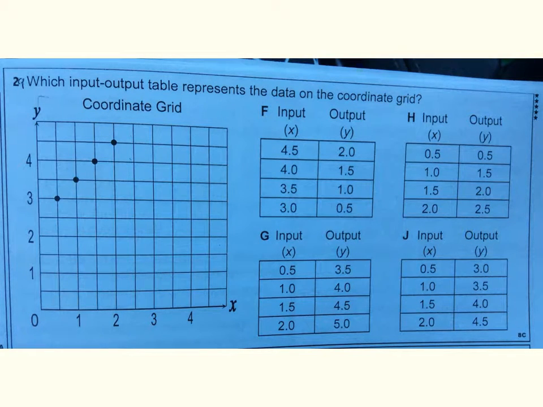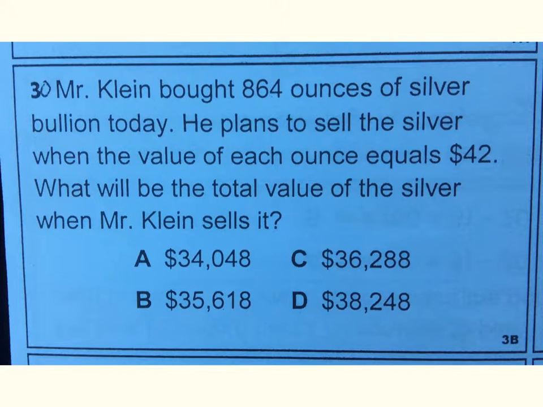Number 29. Which input-output table represents the data on the coordinate grid? Number 30. Mr. Klein bought 864 ounces of silver bullion today. He plans to sell the silver when the value of each ounce equals $42. What will be the total value of the silver when Mr. Klein sells it?